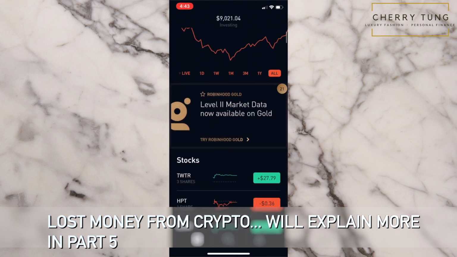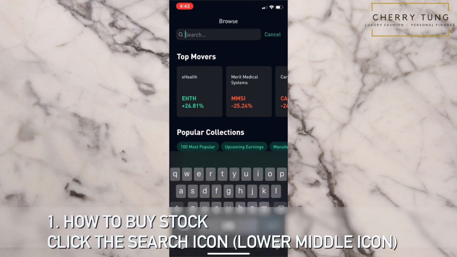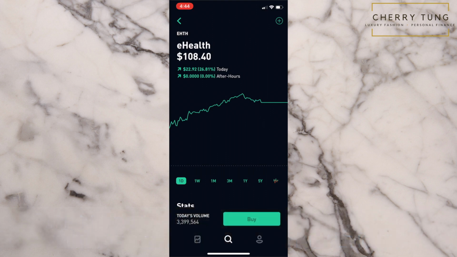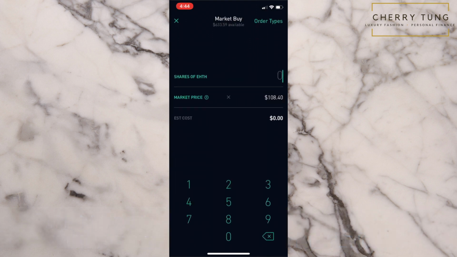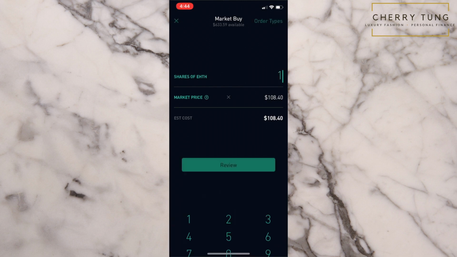But first, let's look at how to use Robinhood to buy stocks. Let's say I want to buy one of the top movers. So what I do is I will click on buy. And in here, I will just say however many stocks I want to buy. And then this is the market value, and I can click review. And then I can swipe up to submit. But since I'm not buying this, this is just how you can buy stocks. You just swipe up when you are ready.